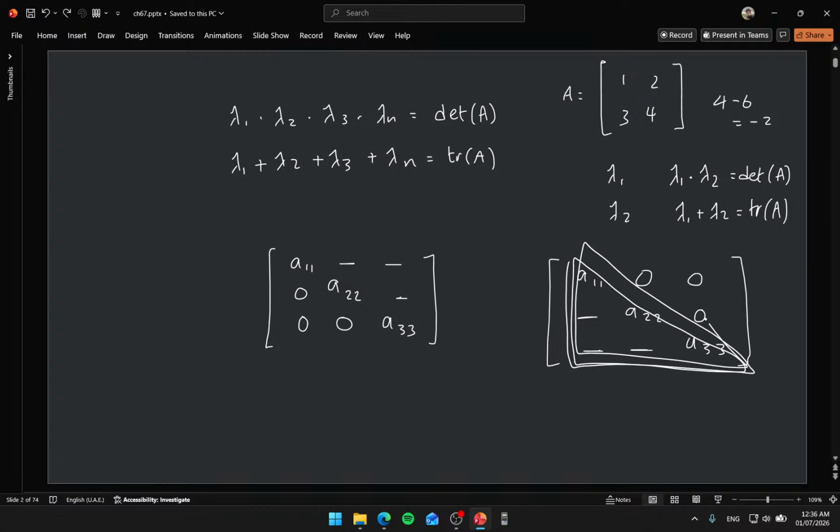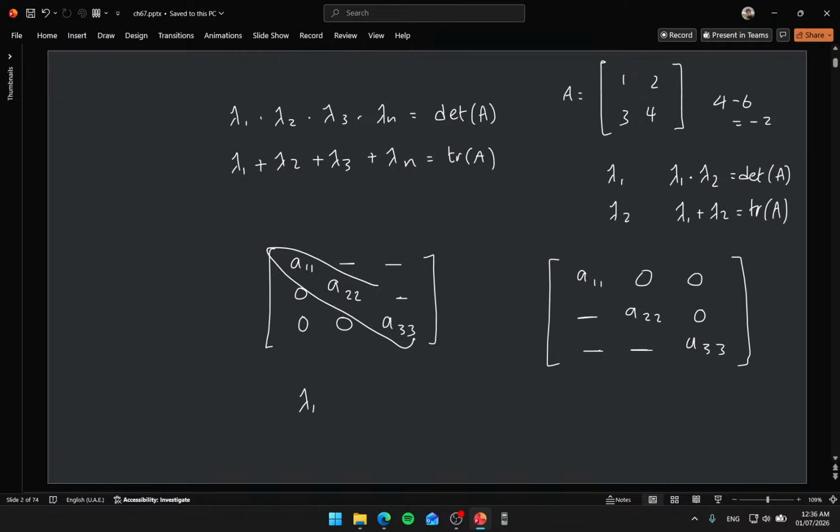So what's special about these triangular matrices is that the eigenvalues are just the entries on the main diagonal. So the eigenvalues for this upper triangular matrix are lambda 1 is A11, lambda 2 is A22, and lambda 3 is A33. Same thing for this.